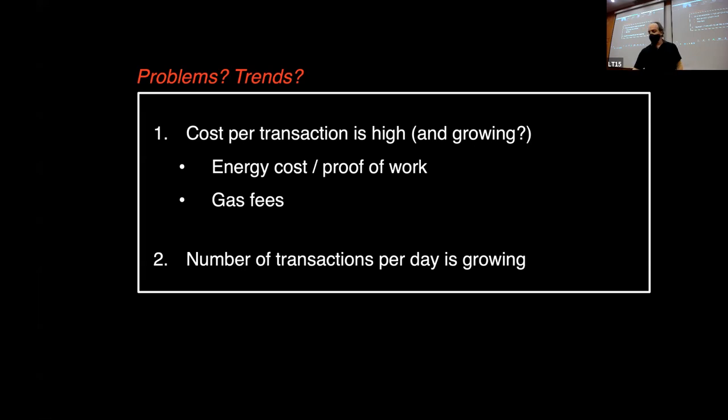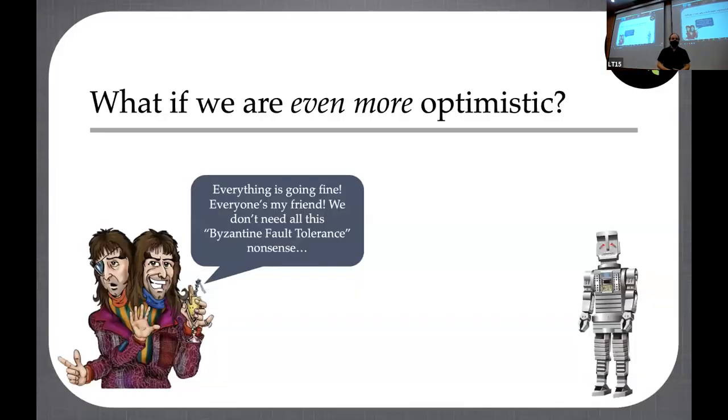Okay, so here's what I've been asking. What if we're even more optimistic? What if we assume even more that everything's going to be fine? Maybe we don't need all of this super expensive Byzantine fault tolerance nonsense. Maybe with a little more optimism, we can really make these protocols scale much better, okay?